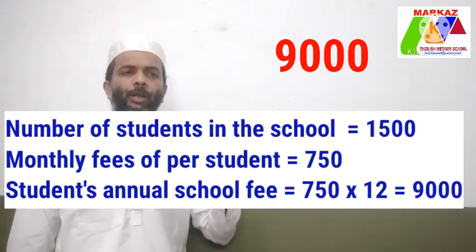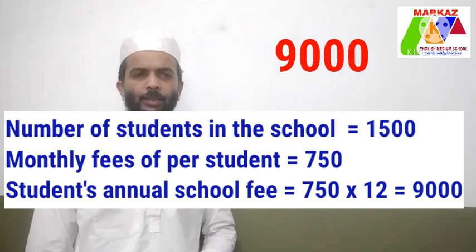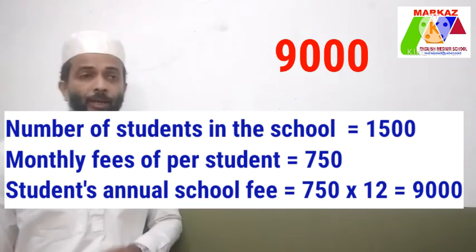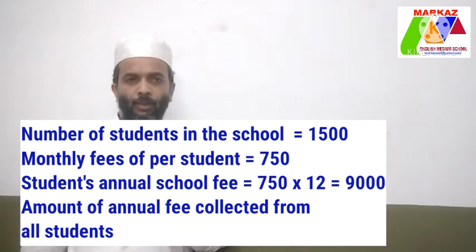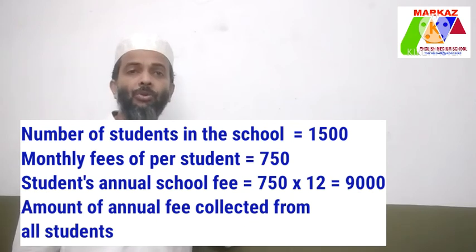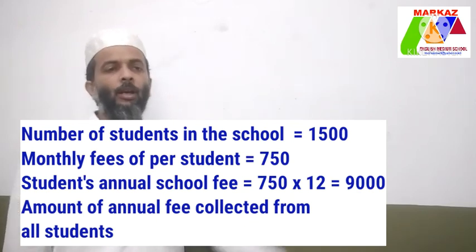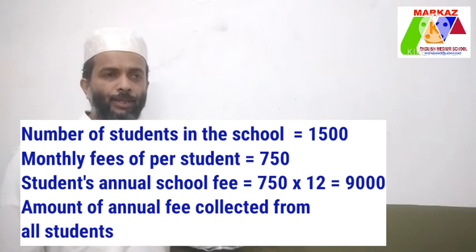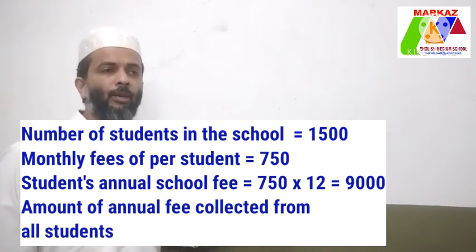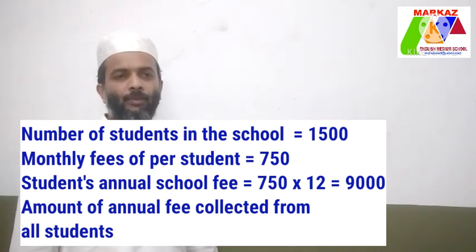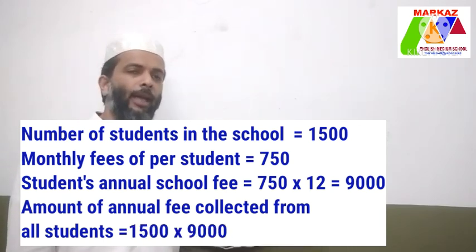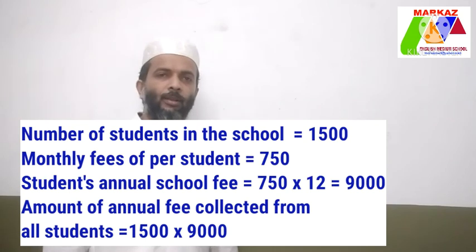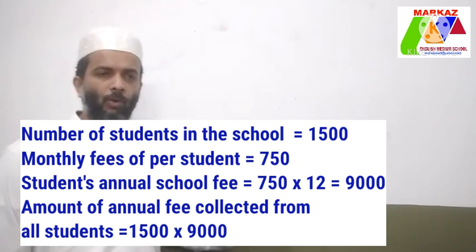Now, what do we need to find out? Yes, the amount of annual fee collected from all the students. Total number of students into the annual fee for a student. That means 1500 into 9000. Rewrite the number in your working column.